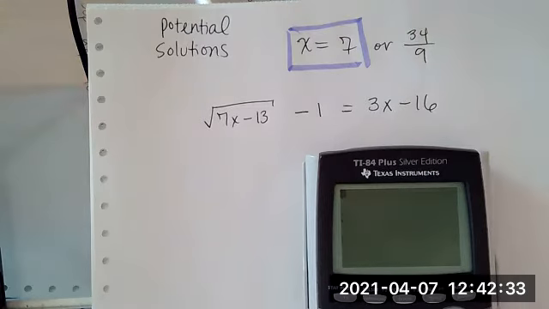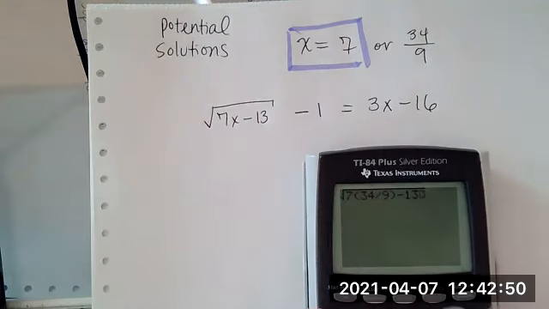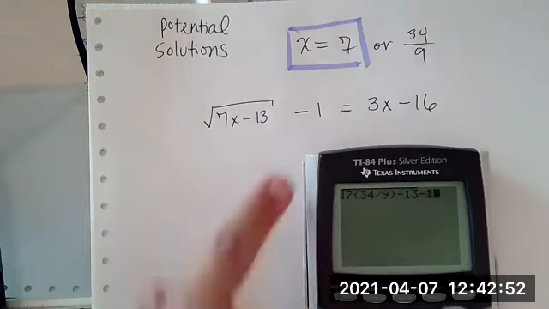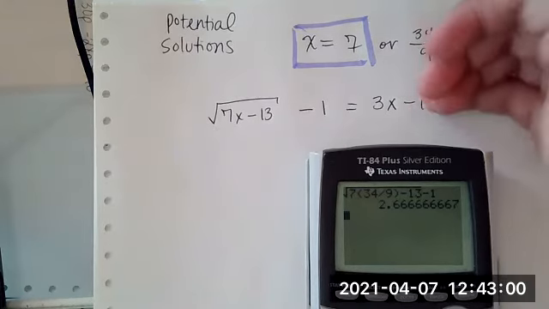And then we could do the same thing with the other expression, except we have to be careful with how we type it in because it's a fraction. So it's the square root of 7. Then we're going to put parentheses 34 divided by 9 minus 13. All of that's under the root. Then we're going to subtract 1. We get this ungodly number, which is fine. We just need to compare that to what we get over here.